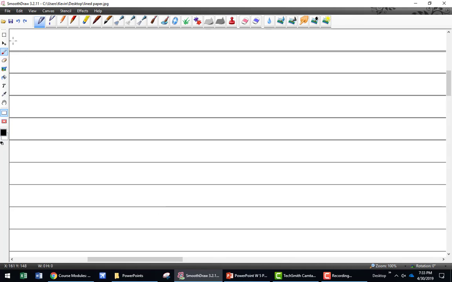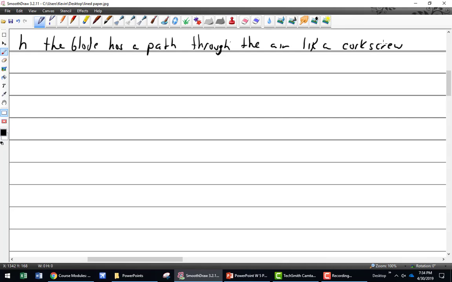All right, so the last thing we said, which will be the first thing we say now, sorry about that, is the blade has a path through the air like a corkscrew or a regular screw, if you like. So the amount of bite that the blade takes is determined by the blade angle. A high pitch would be a big bite, and a low pitch would equal a smaller bite.